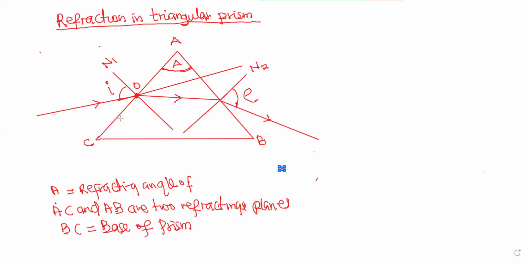When we extend the emergent ray backwards, let's extrapolate this to intersect with the first one. Let me change this color for clarity.